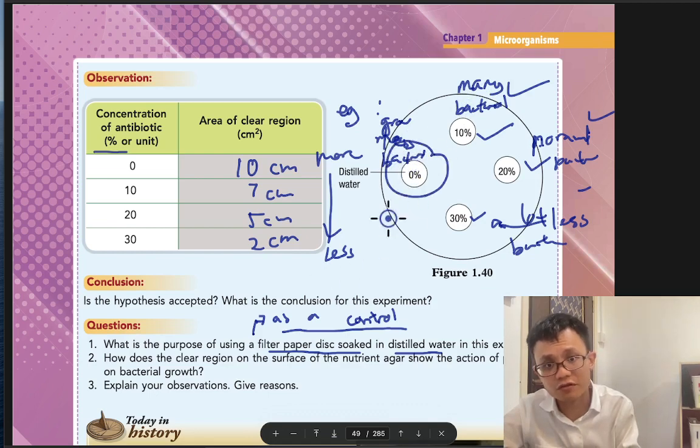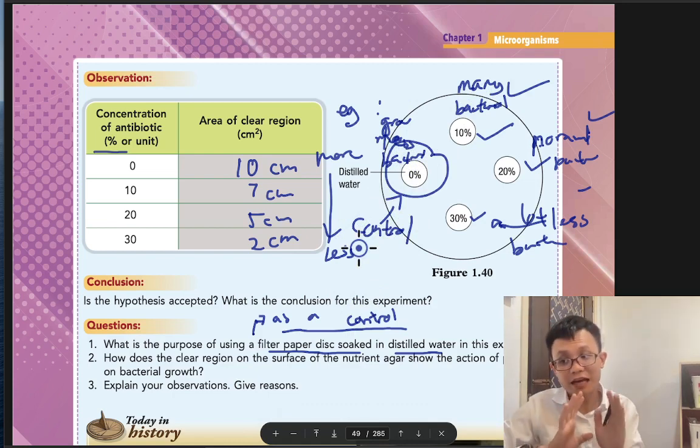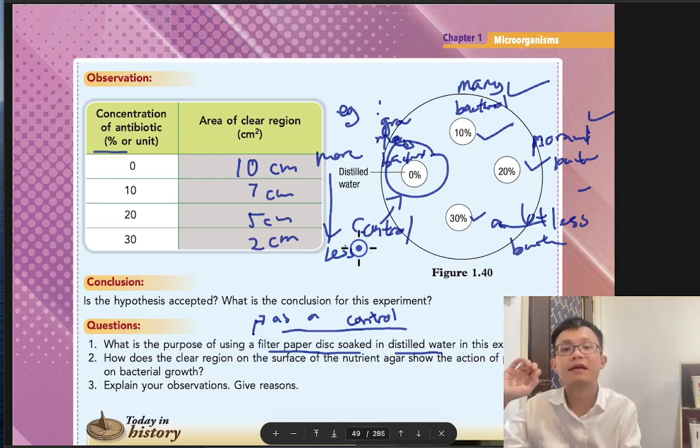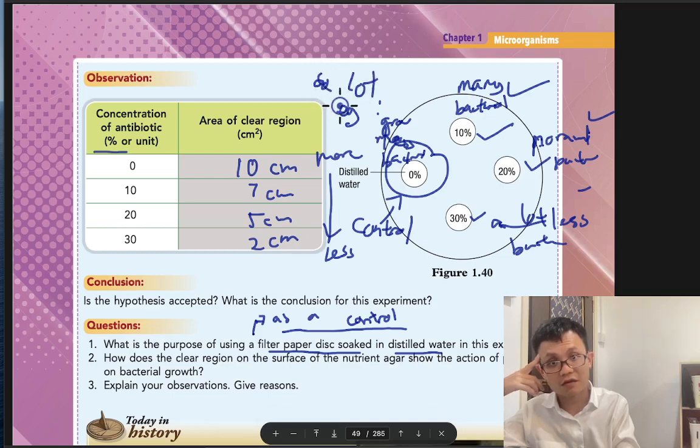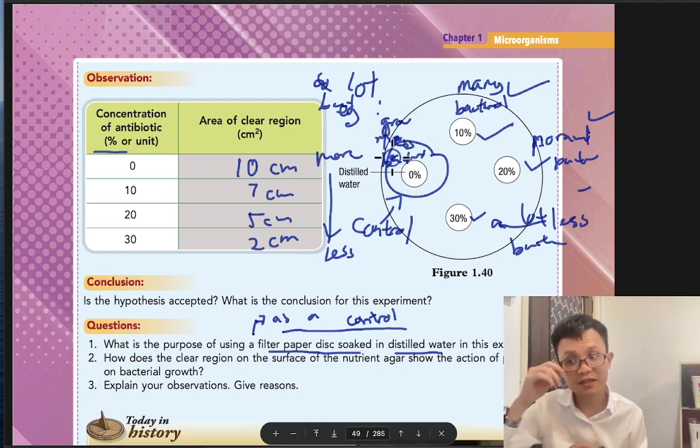It's a control. It's to control. It's just to make sure that nothing happens. If nothing happens, it means your experiment is still okay. So if I put 0, it's supposed to be also a lot of bacteria, because it is no antibiotic. But if here is less bacteria, it means something is wrong with your experiment.